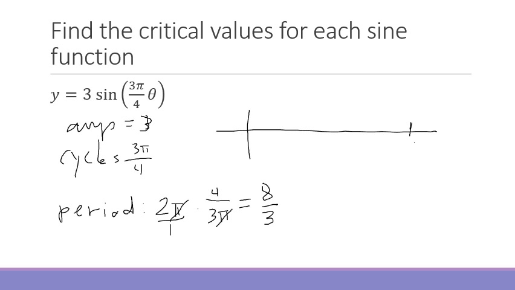So if we wanted to graph it, here's 8/3 out here. And then our amplitude this time is 3, so we're going between 3 and -3. This is a positive 3 in this equation, so we are going to go up first. So up through the middle and down 1 period.